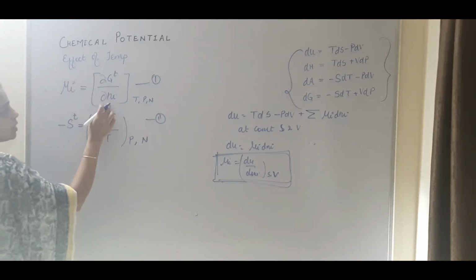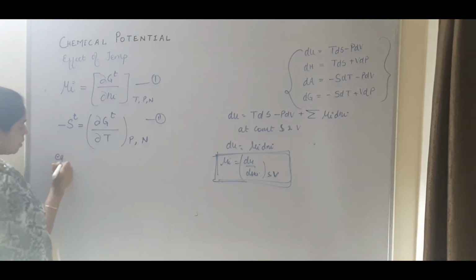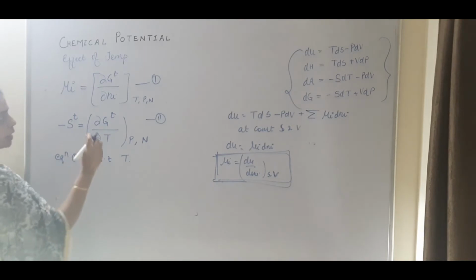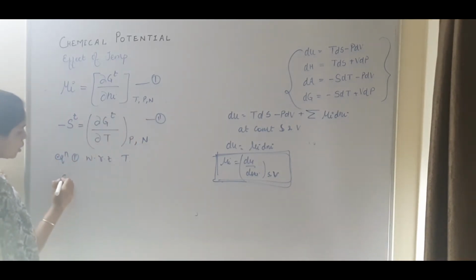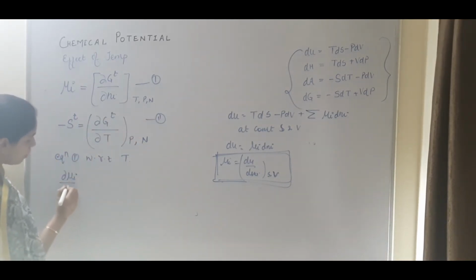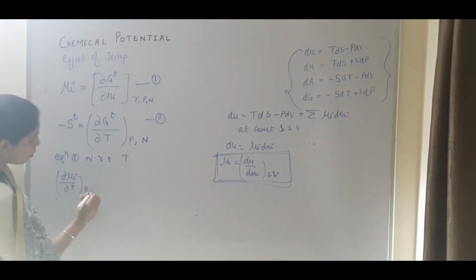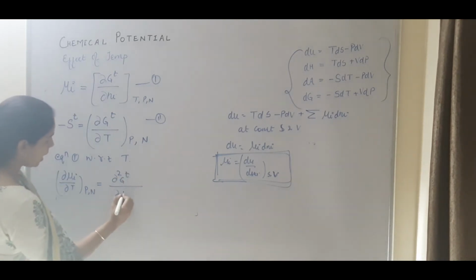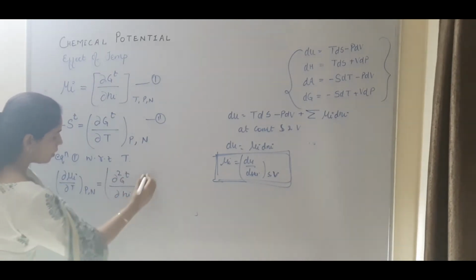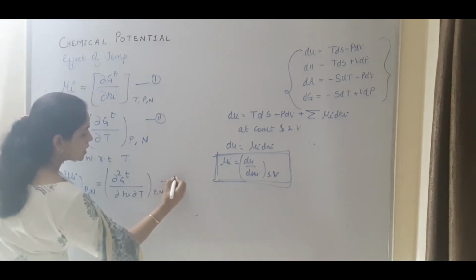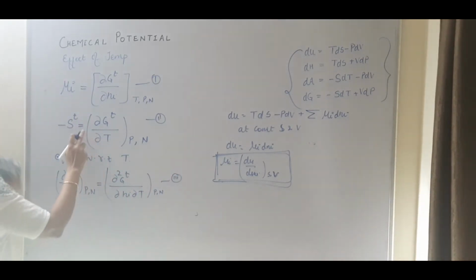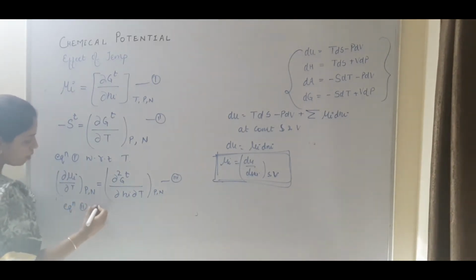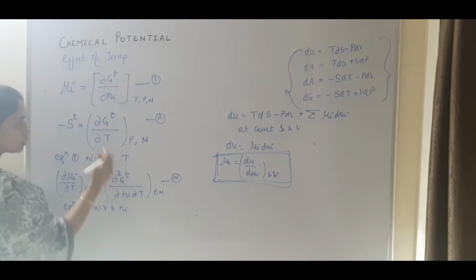So what we do is differentiate equation number 1 with respect to temperature, keeping pressure and number of moles constant. So ∂mu i upon ∂T, where pressure and number of moles are constant, equals ∂²G_T upon ∂n i ∂T, at constant P and n. Let's take this as the third equation. Now differentiate equation number 2 with respect to number of moles, keeping the others constant.